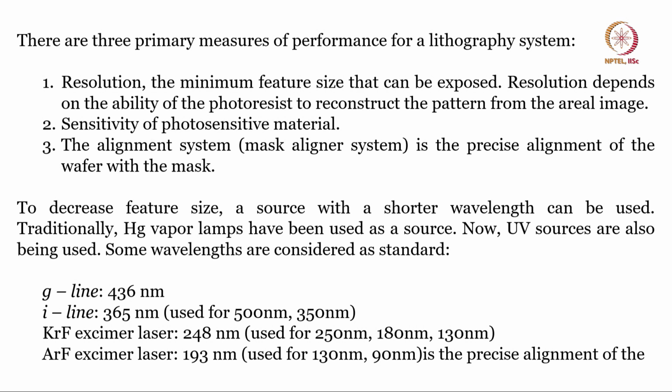To decrease the feature size, a source with a shorter wavelength can be used. Generally with UV lithography we get about 2 microns feature size, but if you go for electron beam lithography, you can have a lower feature size because of the shorter wavelength. There are different kinds of sources, for example G line source, I line source, KrF laser, ArF laser and so on.